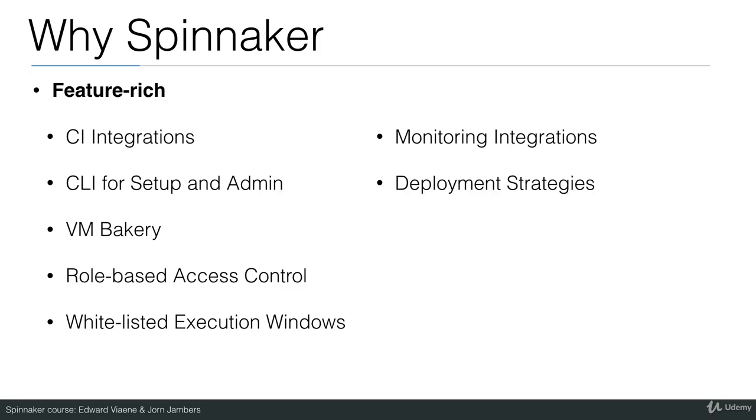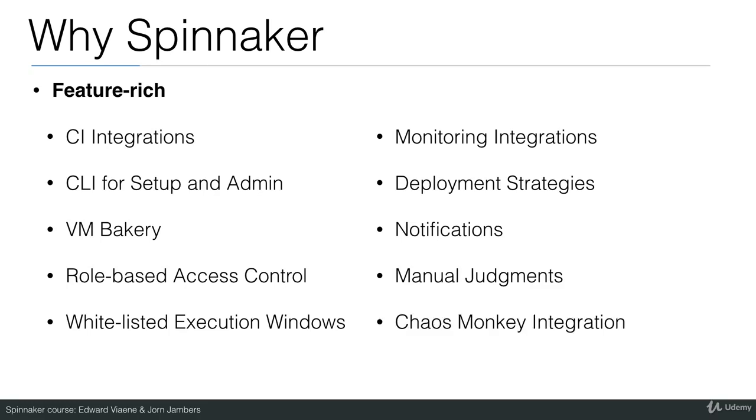You have a lot of deployment strategies. You can set up notifications, so let's say when you deploy successfully, post a message in Slack. And you have manual judgments. This is a step in the deployment pipeline, where you send an amount of traffic to the component to see how well it reacts in the whole environment. And you got Chaos Monkey, but more about that in our advanced lectures.